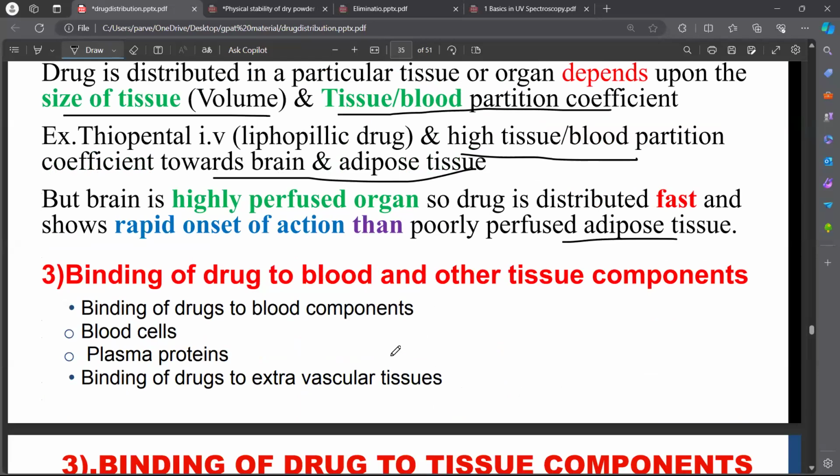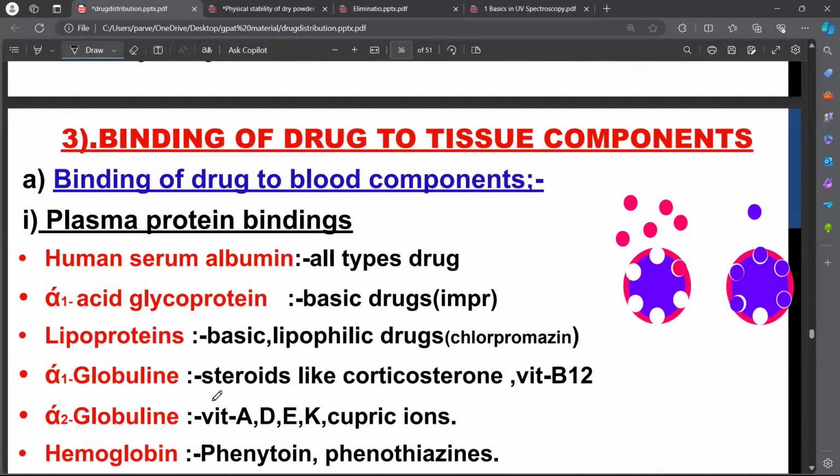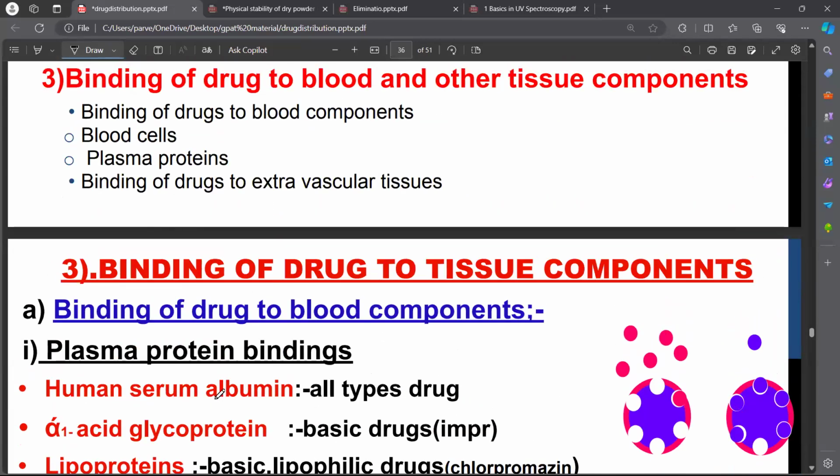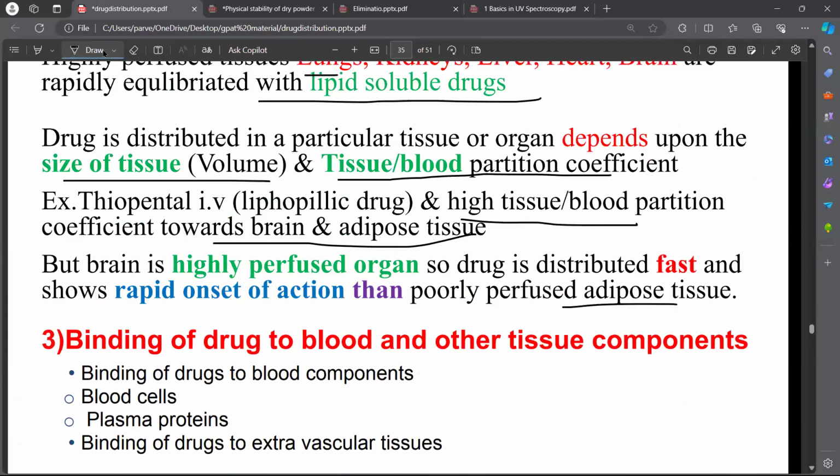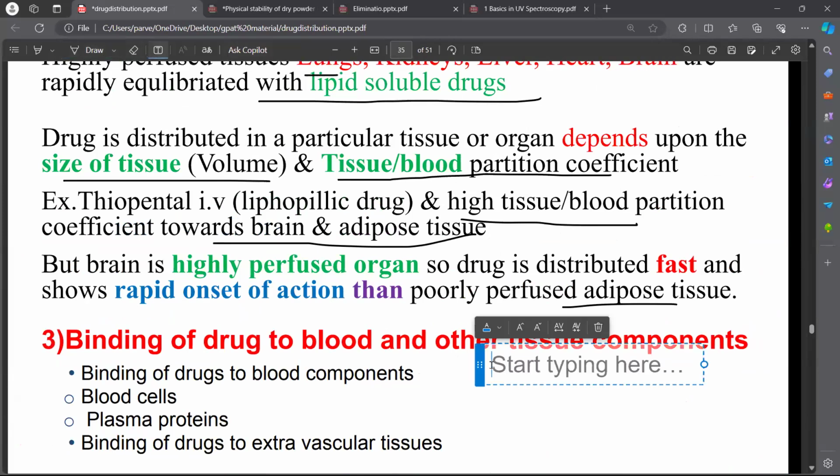So basically, binding of the drug to the blood and other tissue compartments. Here comes the most important topic under distribution. Do you guys recall the volumes? Can anyone tell me how much volume in liters the vascular fluid, the blood fluid, is by volume?